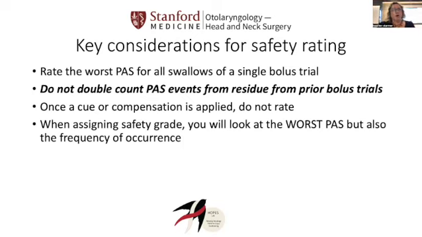Once there's a cue or a compensation, so cough, clear your throat, tuck your chin, we stop rating. So it's only rating the uncompensated swallows. And so again, we look at the worst penetration aspiration scale score across trials and the frequency of occurrence.